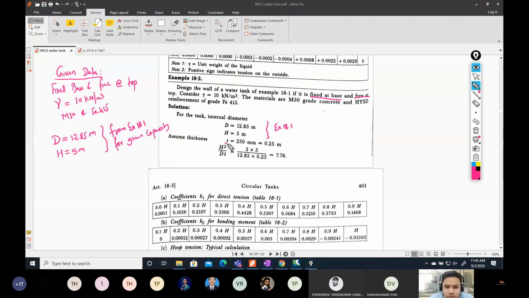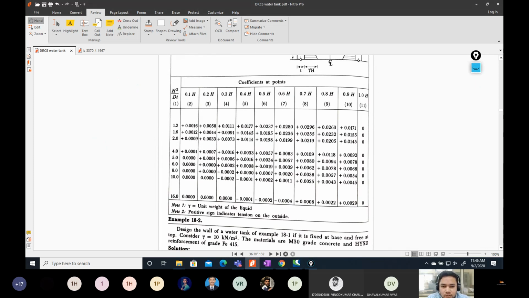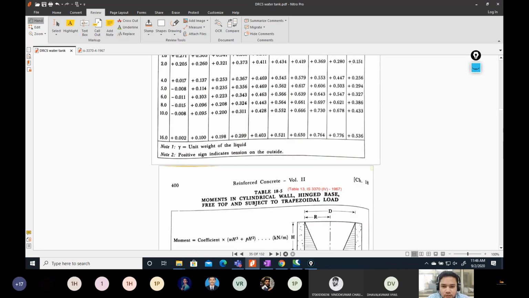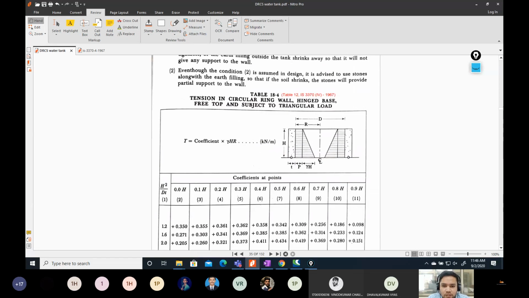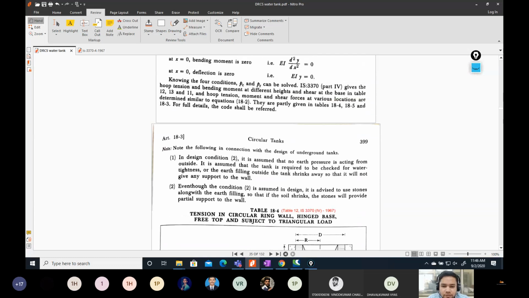Now let us assume the thickness 250 mm. So we get the h square by dt ratio as 5 meter is the height, so 5 square by diameter 12.85 into t, so your h square by dt ratio is 7.78. Now for this h square by dt ratio of 7.78, you can refer to tables 9, 10 and 11 of IS 3370 part 4.